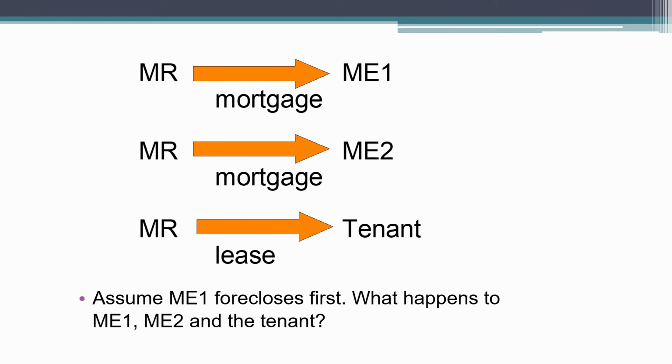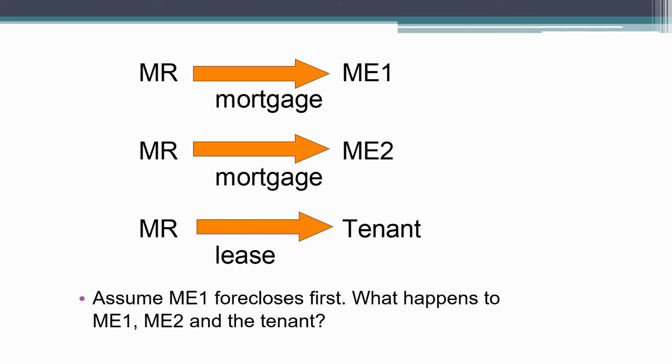Now on our screen, let's stipulate that these interests are in descending order of priority. ME1 has the first mortgage, ME2 has the second mortgage, and the tenant is in third priority position because the tenant didn't sign the lease until after both mortgages were placed on the property.